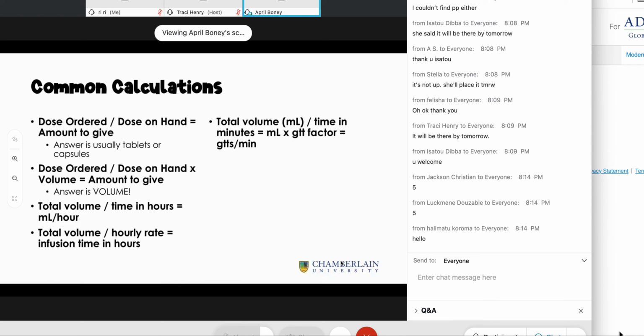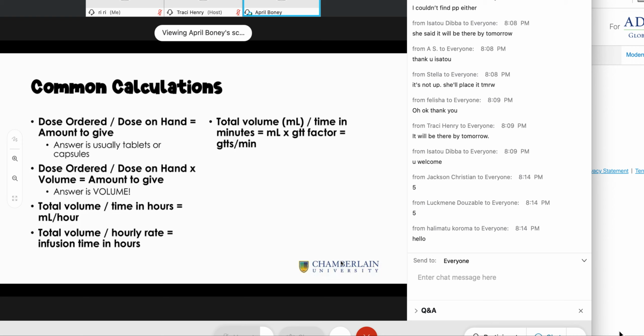Now, sometimes you're given the total volume and your order is to run it at 125 milliliters per hour. And now the question is, how long is that bag going to last? So now you're going to take your total volume, divide it by your hourly rate, and you're going to get an infusion time. So in that same scenario, 1,000 milliliters divided by 125, that bag will last 8 hours.